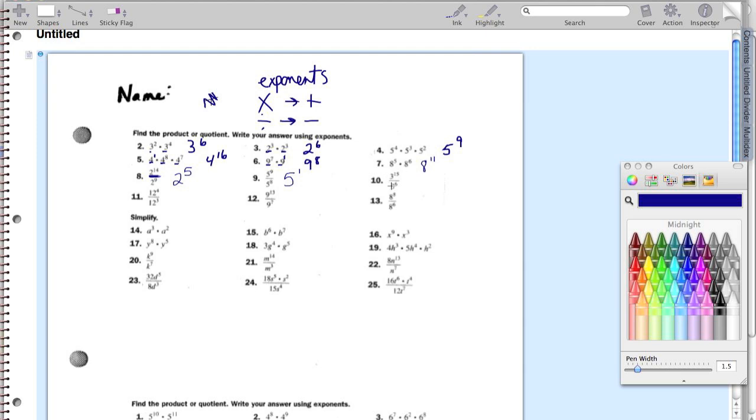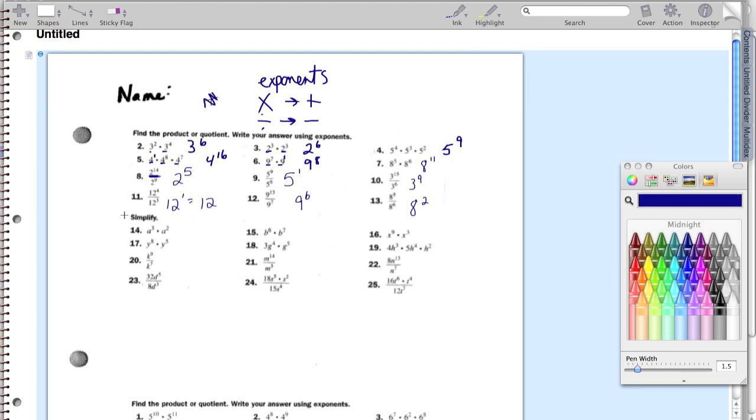Number 10, 3 to the 15th over 3 to the 6th, subtract 15 minus 6, we get 9, keeping your base constant. Number 11, 12 to the 4th over 12 to the 3rd, subtract 4 minus 3 and get 1, which you can just write as 12. And number 12, we're going to subtract 13 minus 7, and we get 9 to the 6th. And number 13, that's 8 minus 6, we get 8 squared.